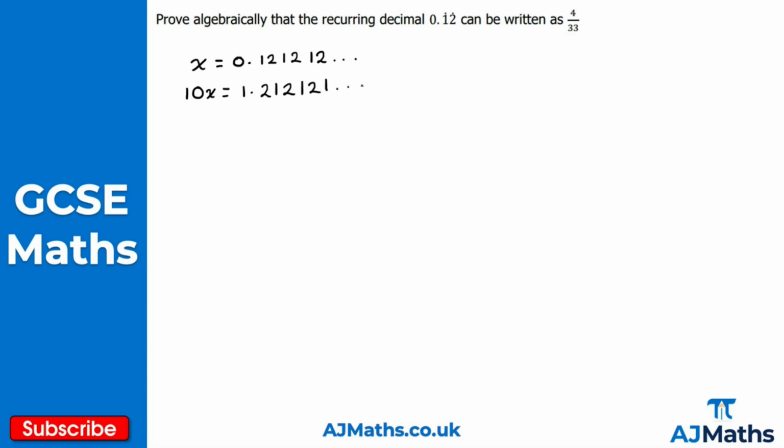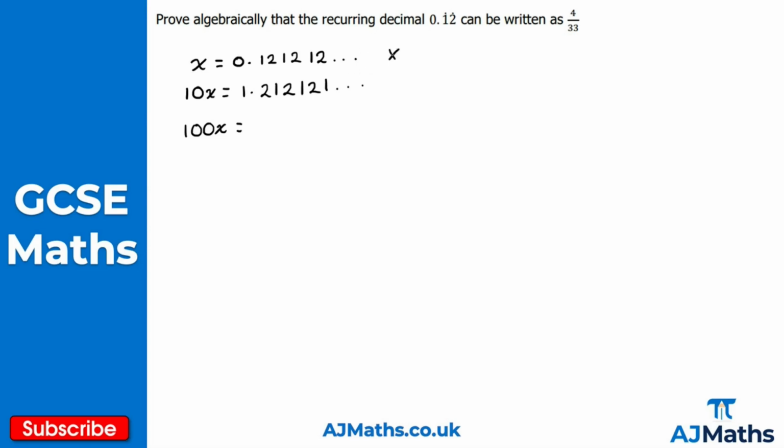1.212121, and so on. Now the issue here is if we take a look at everything to the right of our decimal points, they don't match. This is 121212. This is 212121. So what I do here now is I times by 10 again. So I times 10x by 10, I get 100x. And what I'm looking to do here is match with the original x.